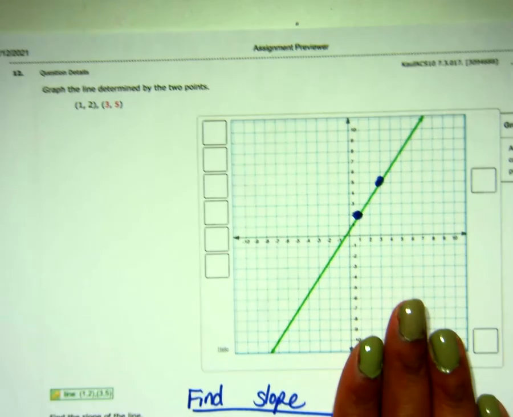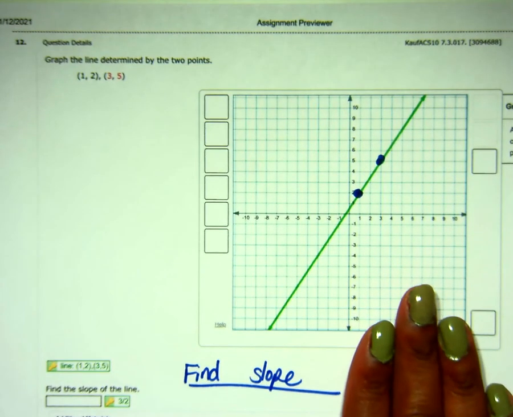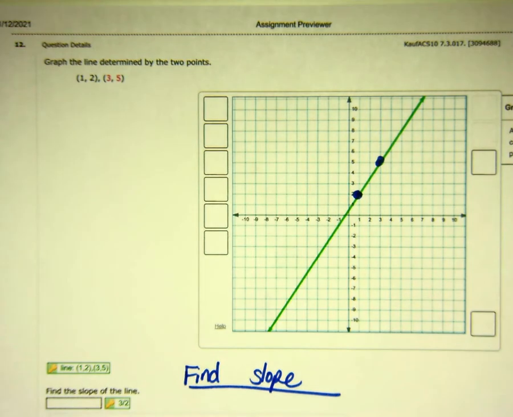So let's look at this one. You see the graph and you see a diagonal line. Hopefully you also see the points where you have 1 and 2 and 3 and 5. So it's asking you to find the slope and then graph it. Well, let me show you how to do that. One of the ways that you actually can find the slope is using the slope formula.